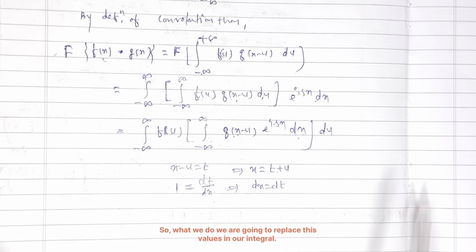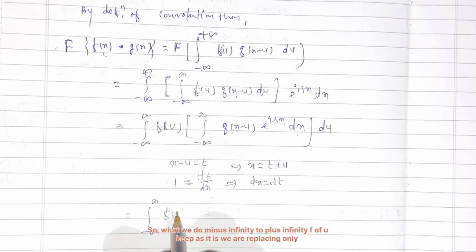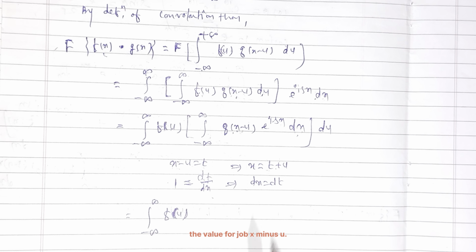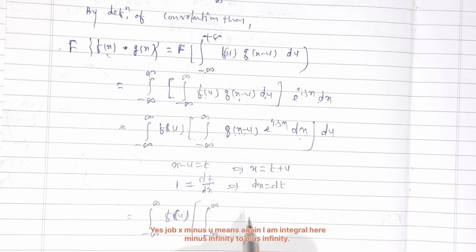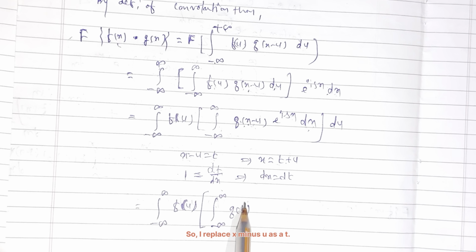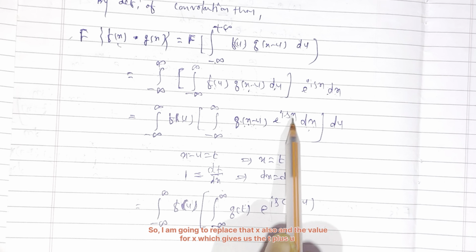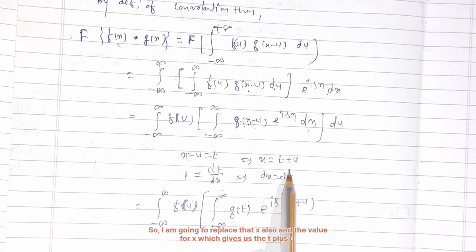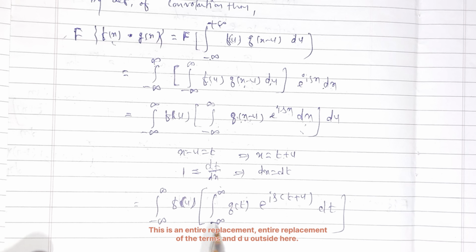Now we are going to replace these values in our integral. Integral from minus infinity to plus infinity of f of u, keep as it is. We are replacing only the value for g of x minus u. g of x minus u means again an integral from minus infinity to plus infinity, and g of x minus u can be replaced as g of t, since I replaced x minus u as t. The value for x is t plus u, so e raised to is into t plus u. And dx is replaced as dt. This is an entire replacement of the terms, with du outside here.